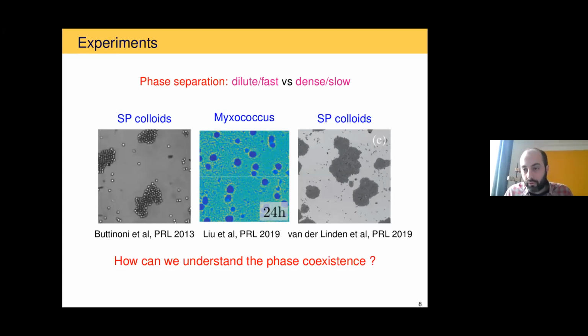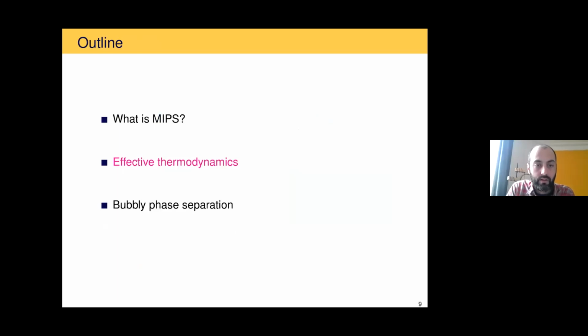So the question I want to address for the rest of the talk is how to understand the phase coexistence in these systems. So we are out of equilibrium, so we don't have a free energy that we would minimize, and that gives us phase coexistence. It would tell us, for example, the densities in the two phases. Out of equilibrium, we don't have that. So what do we do? And so that brings me to my next part about effective thermodynamics.